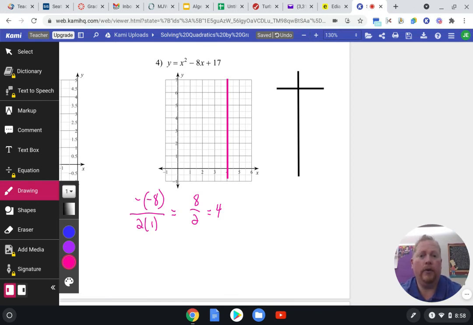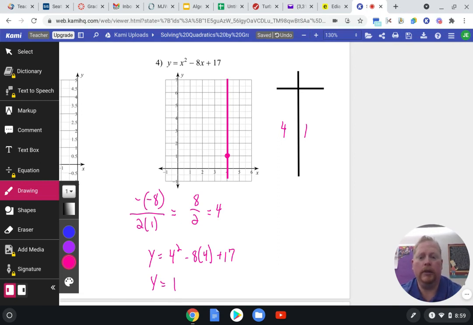And then I'll take that 4 and plug it into the equation. So y equals 4 squared minus 8 times 4 plus 17. And so I get 16 minus 32, that's a negative 16. And then plus 17, I get 1. So my vertex is the coordinate 4, 1. So over 4 and up 1.